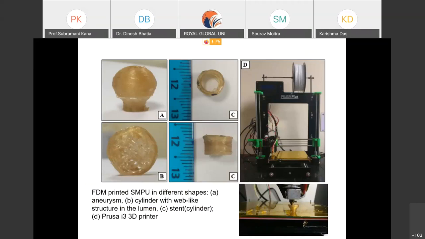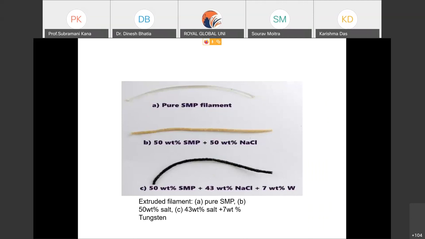This is an enlarged version of it. A real aneurysm is not that big; if it were, the patient would definitely die. What we are exploring is making a pure shape memory polymer based aneurysm shape or pipe or something like that, as hands-on experience before making the composite. So we were able to make some kind of aneurysm shape.